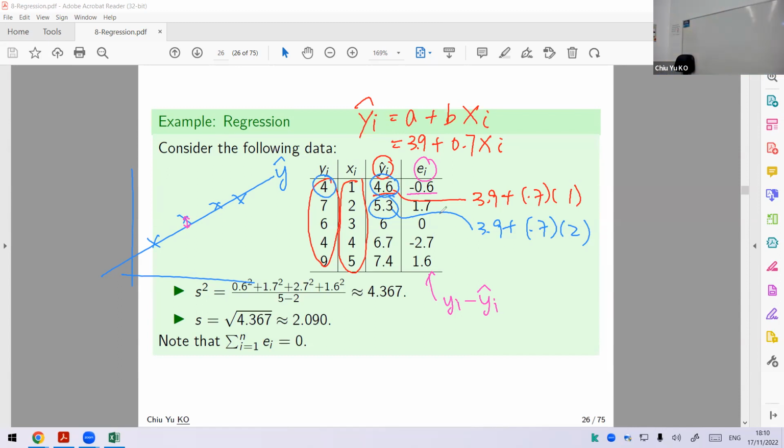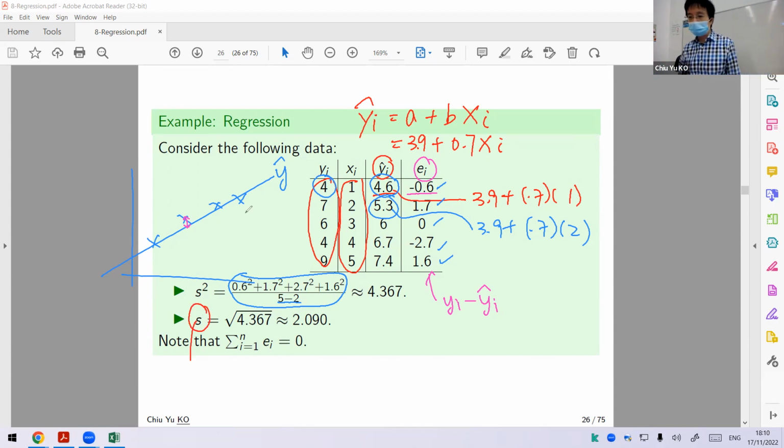So now how do you get the S? How do you estimate the sigma square? It is the square of each term added together, right? That's the formula, and divided by n minus 2. That gives you 4.367, and you take the square root. That's called S. This S, I forgot to mention on the last line, is what we call the standard error of estimate.